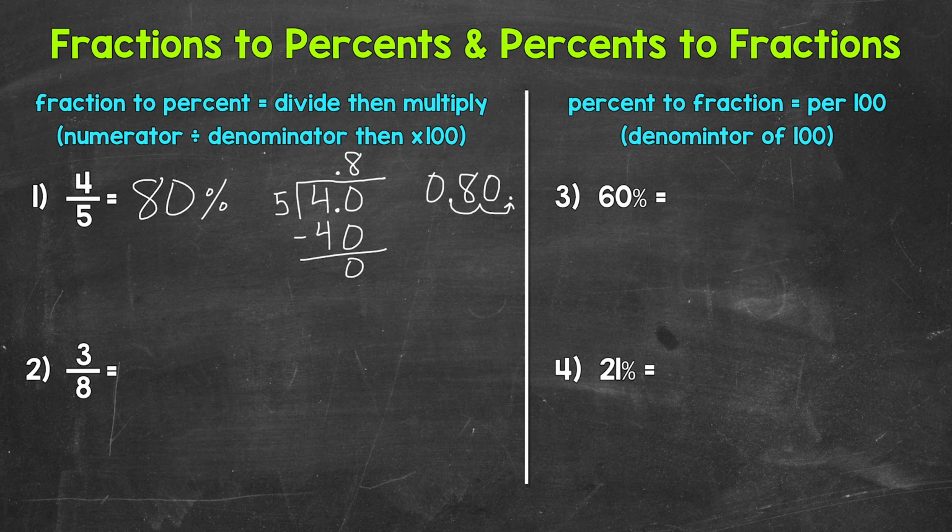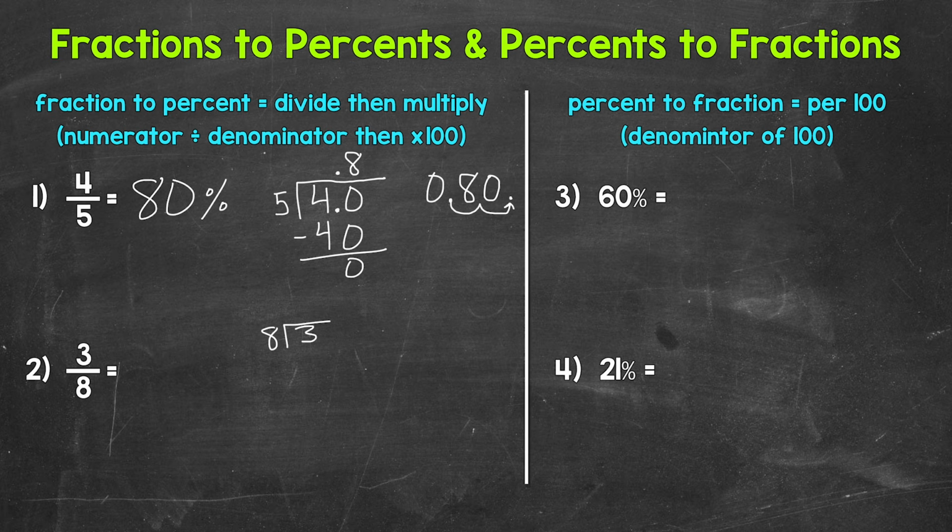So to recap, divide the numerator by the denominator. That's going to give us a decimal. Then we need to convert that decimal to a percent by multiplying it by 100. Let's move on to number 2, where we have 3/8. So we need to start by dividing the numerator by the denominator. So 3 divided by 8.